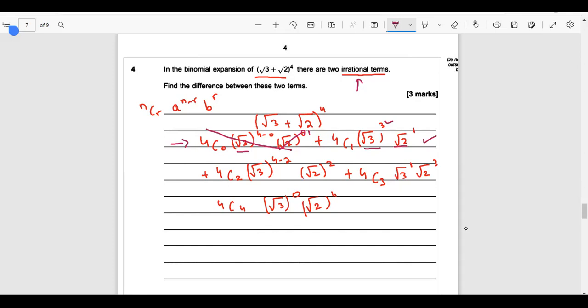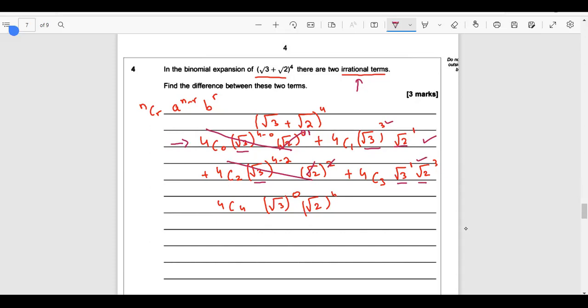If we talk about the third one, again, we would have 4 minus 2, that would be 2. 2 and under root 2 would be cancelled. So this term is not needed. The fourth one, under root 3 power 1, this is irrational. Under root 2 power 3, irrational. So this is the second term, and that is it.